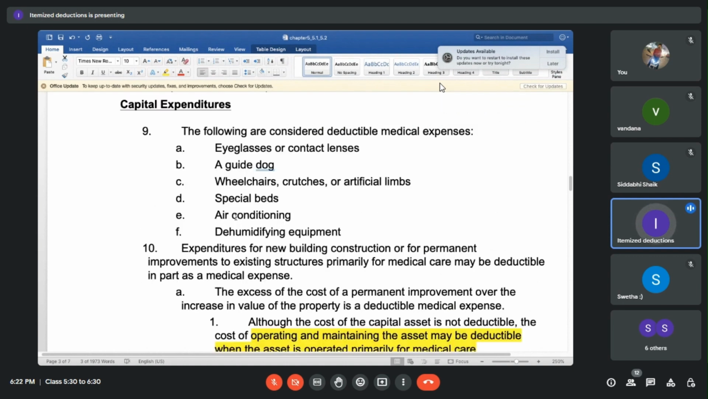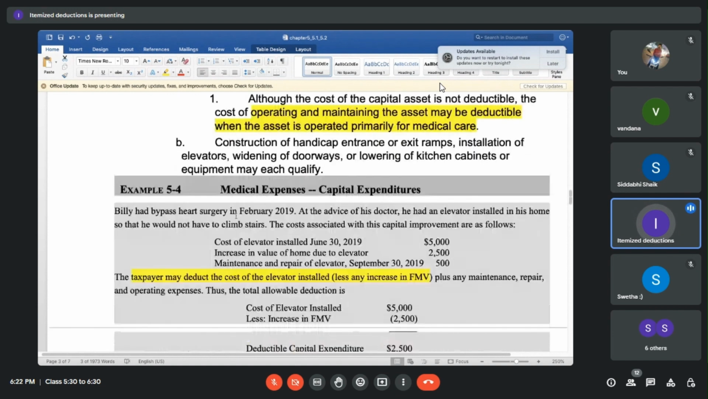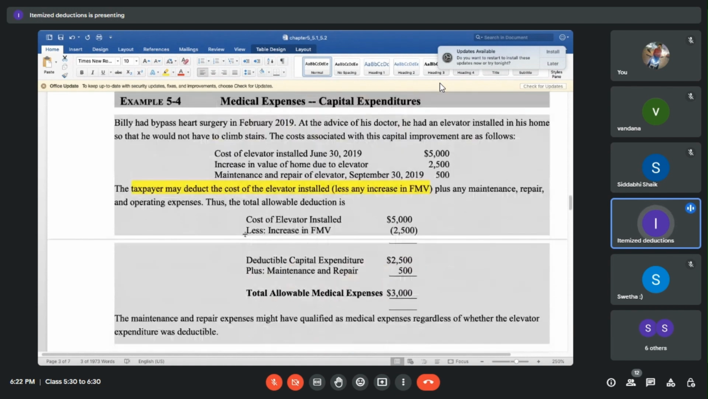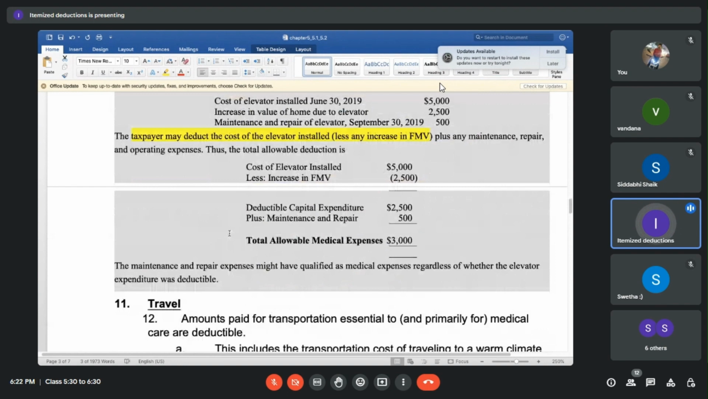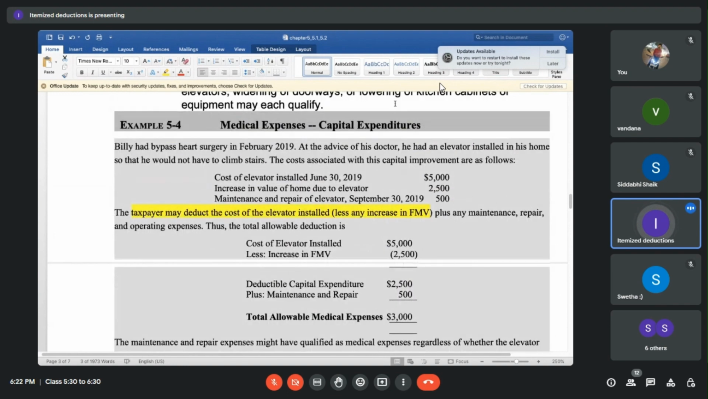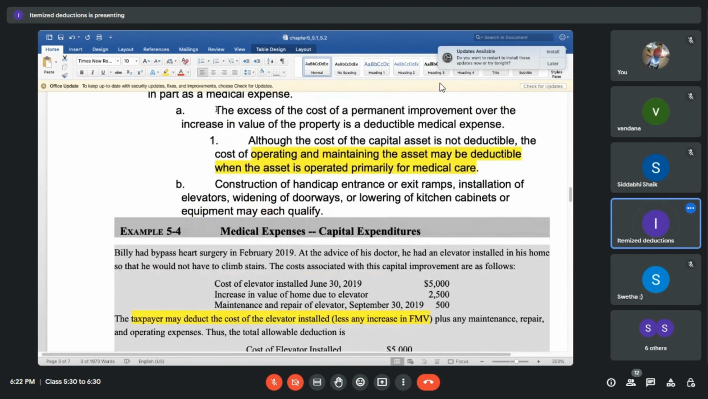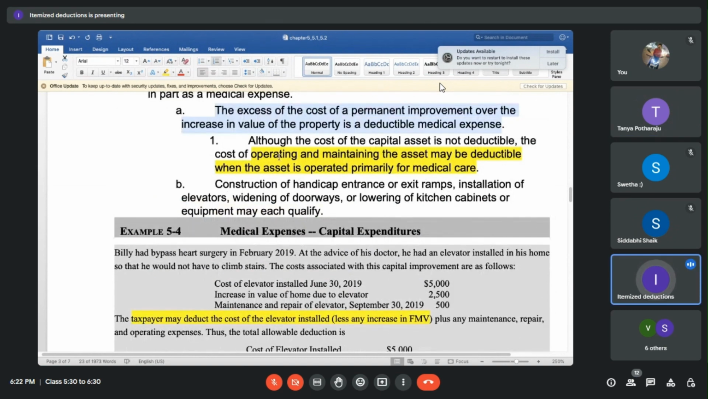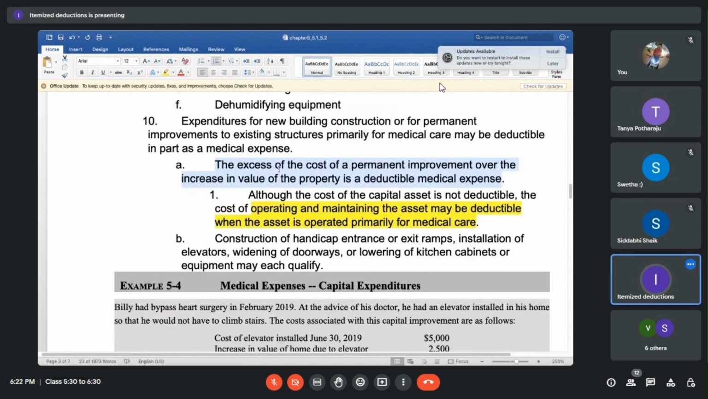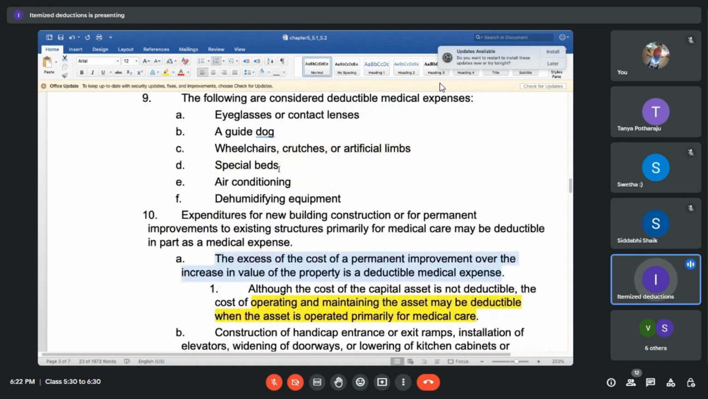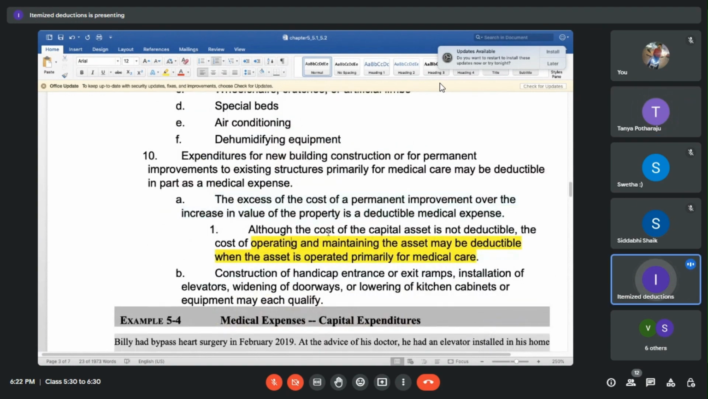Okay, then let's go to the next one. Tanya, can you read 5.4 and also try to explain this? This is about capital expenditure. So we have to remember this rule: the excess of the cost of permanent improvement over the increase in the value. Another thing that we need to remember is that the cost of a capital asset may not be fully deductible. The cost of operating and maintaining the assets will be deductible.